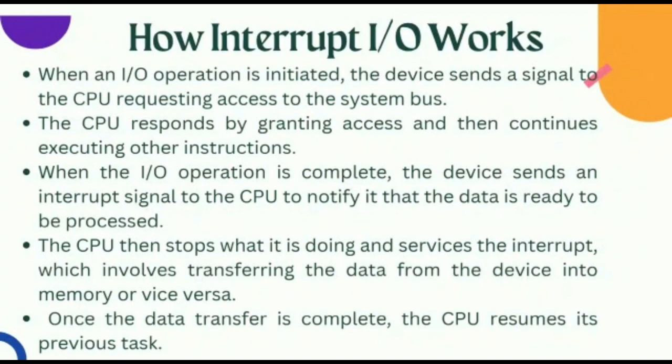When an IO operation is initiated, the device sends a signal to the CPU requesting access to the system bus. The CPU responds by granting the access and then continues executing other instructions. When the IO operation is complete, the device sends an interrupt signal to the CPU to notify it that the data is ready to be processed. The CPU then stops what it is doing and services the interrupt first, which involves transferring the data from the device into memory or vice versa. Once the data transfer is complete, the CPU resumes its previous task and continues working.